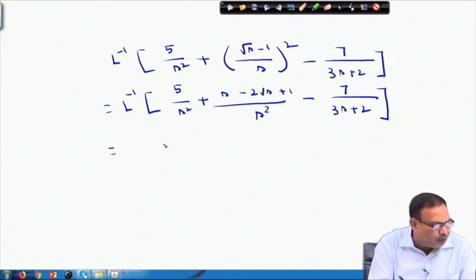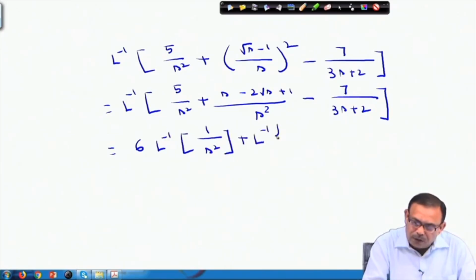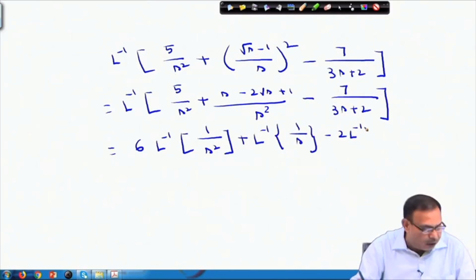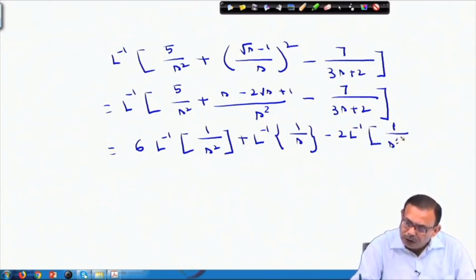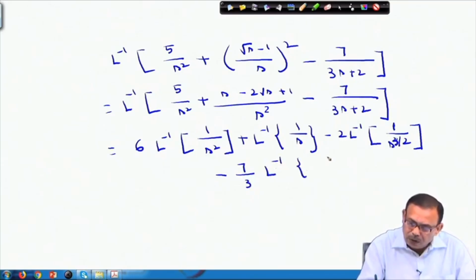So, if I break it into two parts, here it will become 5 plus 1, 6 Laplace inverse of 1 by s square, plus Laplace inverse of 1 by s, minus 2 Laplace inverse of 1 by s to the power 3 by 2, minus 7 by 3 Laplace inverse of 1 by s plus 2 by 3.